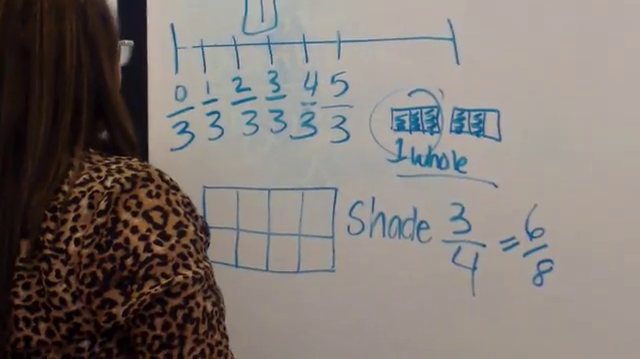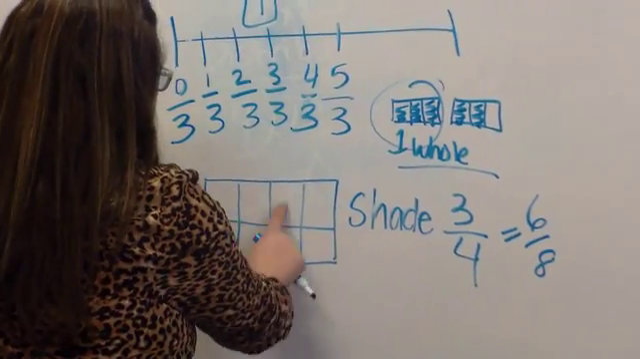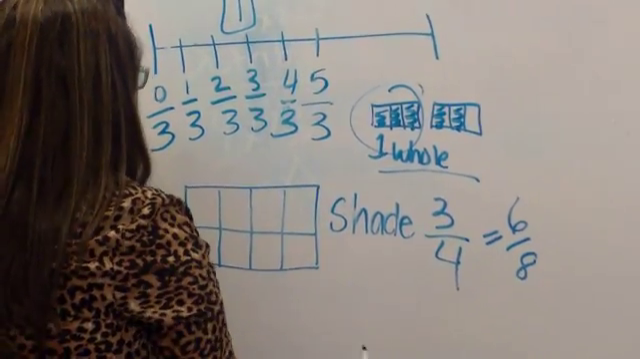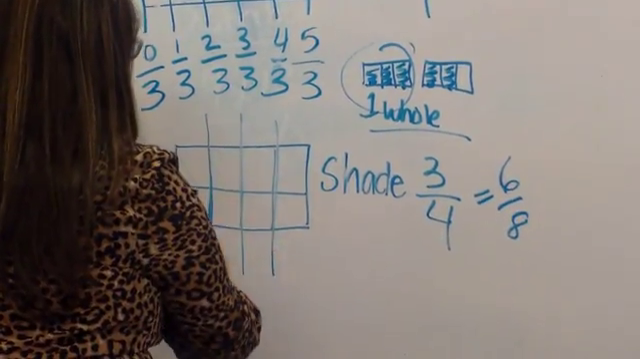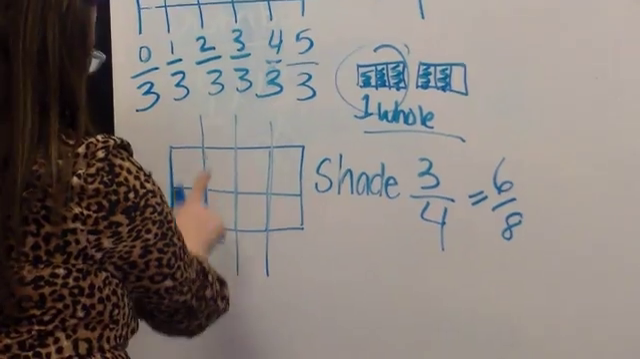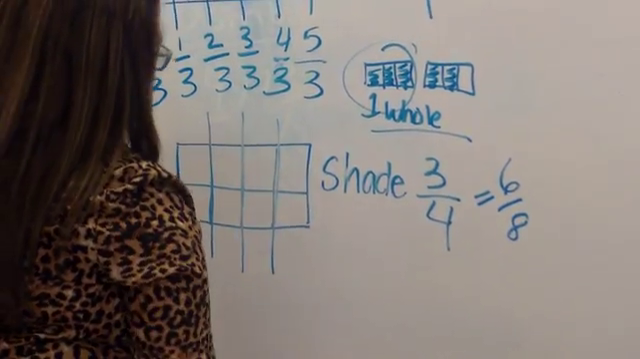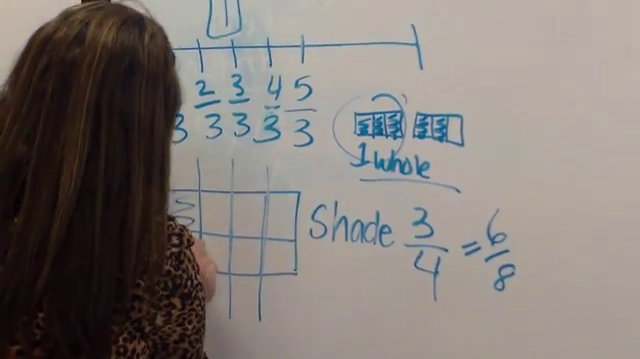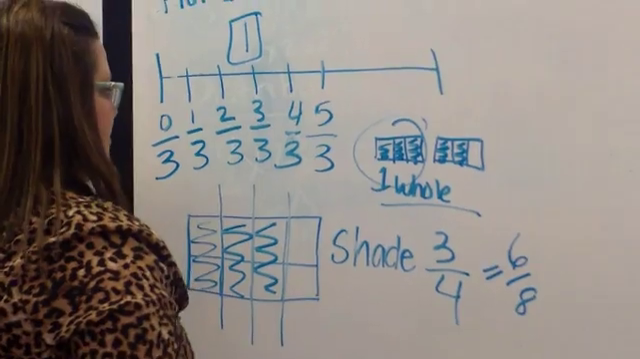The other way I can do this is to look at this instead of as 8ths in terms of fourths. So if I split this here, here, and here, I can see this whole thing as a fourth, that whole thing as a fourth, that whole thing as a fourth, and that whole thing as a fourth. And then I can just shade in 3 of these fourths.